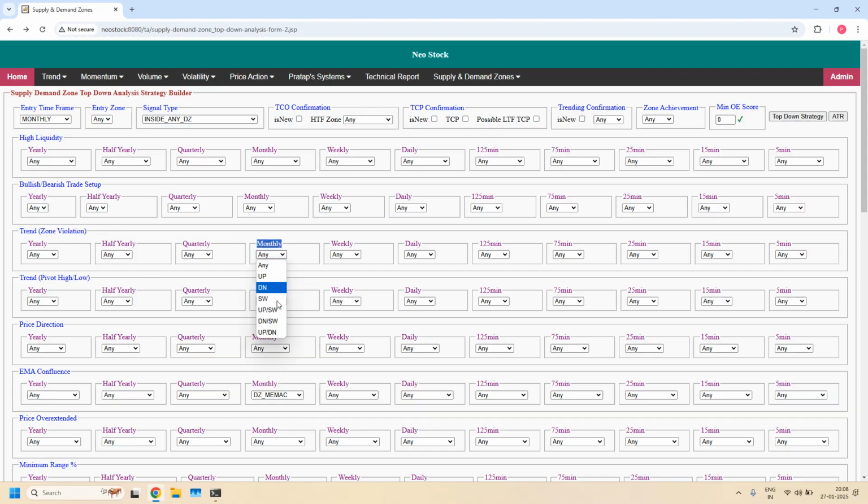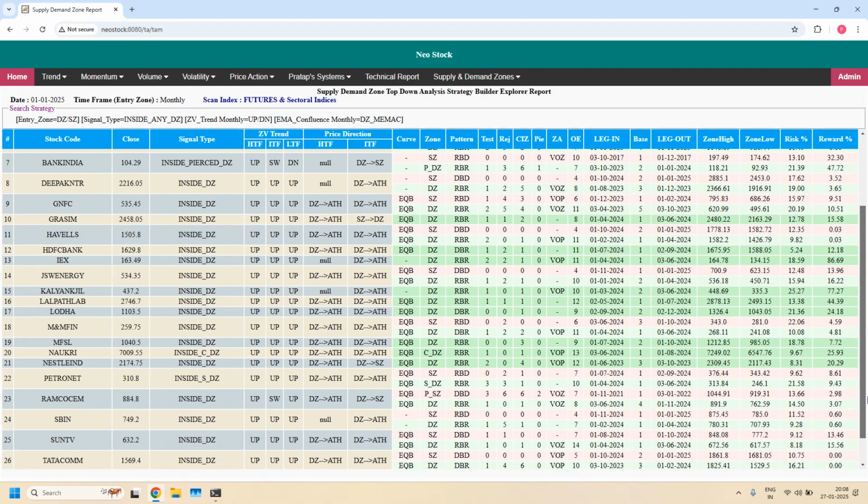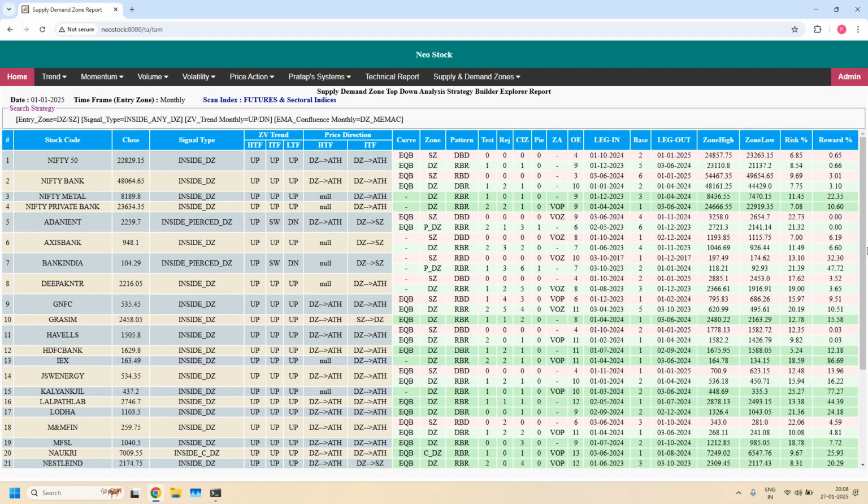Trend on the monthly should be up or down. Let's filter. Now the list has come down to 28 stocks out of 53. First 21 stocks in the list. Both Nifty and BANKNIFTY are having a monthly EMA Confluence.